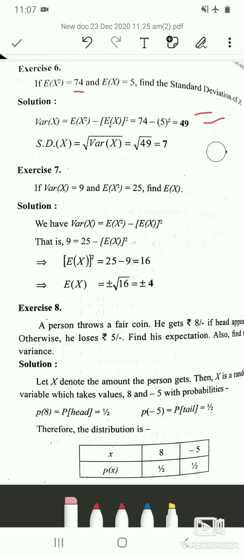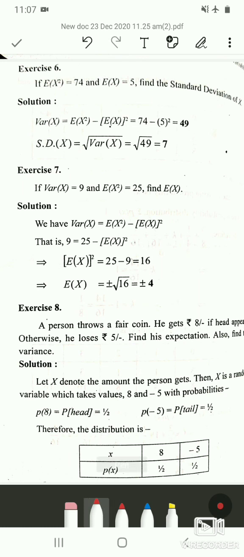So the seventh problem is, if variance of x is 9 and expectation of x square is 25, then find expectation of x. So we know the formula of variance, and they have given the value of variance and the value of expectation of x square. So we have to find out expectation of x.